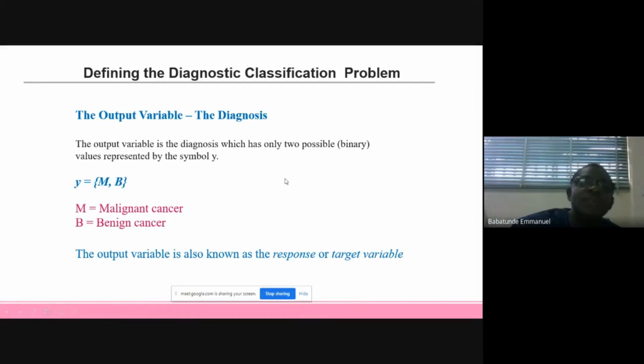So in order for us to properly define our classification problem, we need to define our input variable, that will be our data features, and also define our output variable, which will be our diagnosis, which is to be predicted.